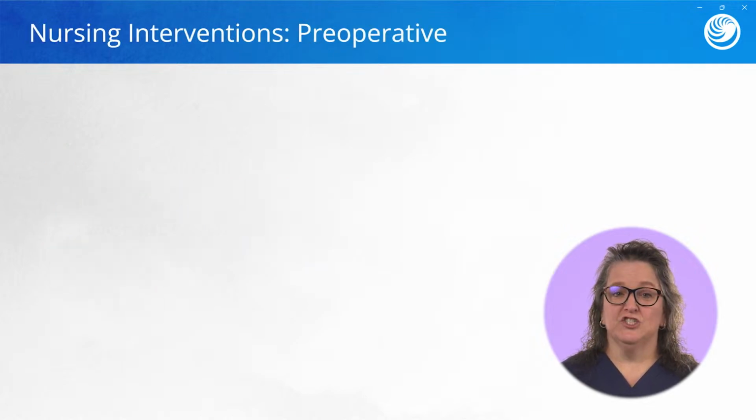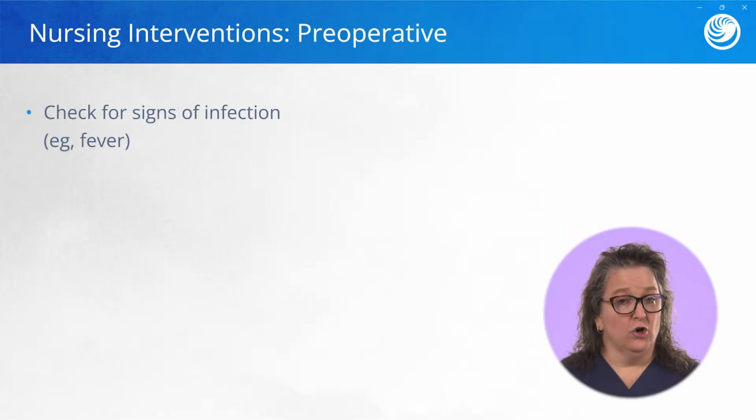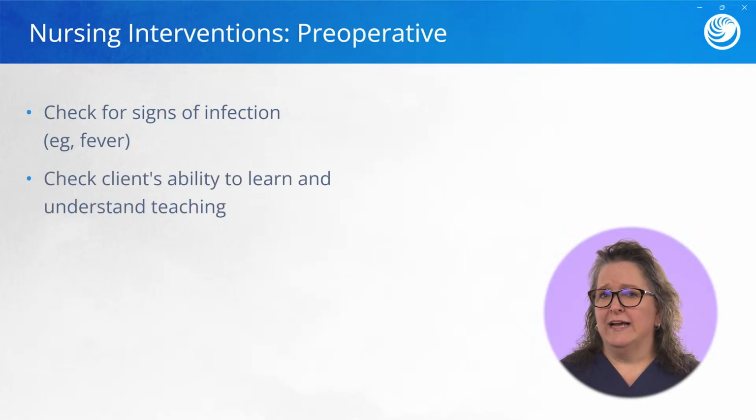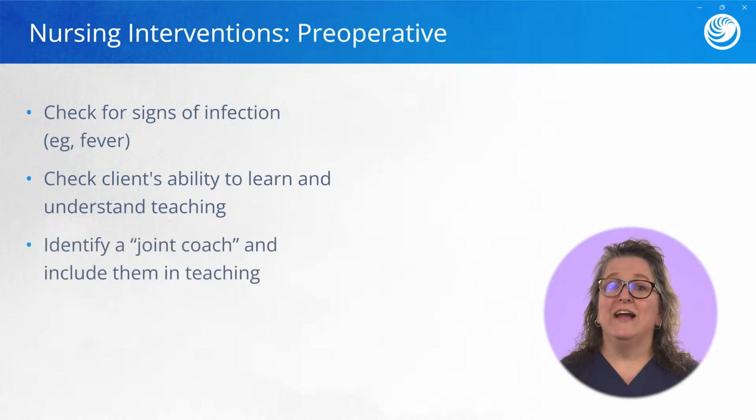Pre-operative nursing interventions. We need to check for signs of a current infection, like a fever. Due to the risk of developing an infection in the joint, most surgeons will not perform surgery with implants on a client with an infection anywhere in their body. We need to check the client's ability to learn and understand teaching. Did they follow the pre-op instructions, and can they follow the post-op instructions? We can help them identify a joint coach and include that person in the teaching. It could be a family support person or a caregiver.